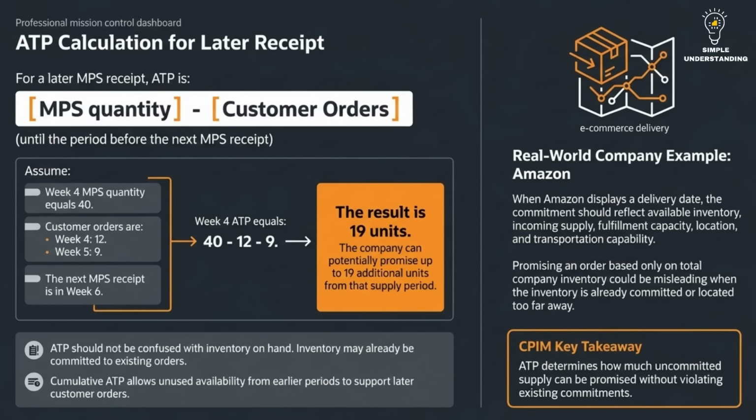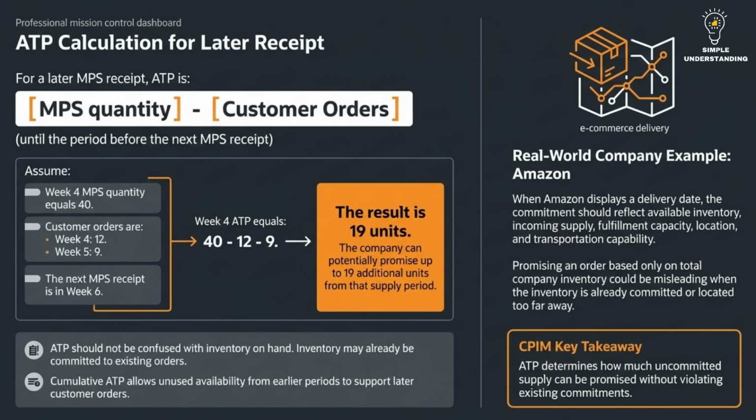For a later MPS receipt, ATP is MPS quantity minus customer orders until the period before the next MPS receipt. Assume week 4 MPS quantity is 40 units. Customer orders are week 4, 12, week 5, 9. The next MPS receipt is in week 6. Week 4 ATP is 40 minus 12 minus 9. The result is 19 units. The company can potentially promise up to 19 additional units from that supply period.